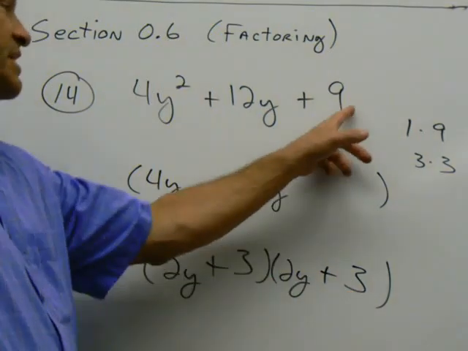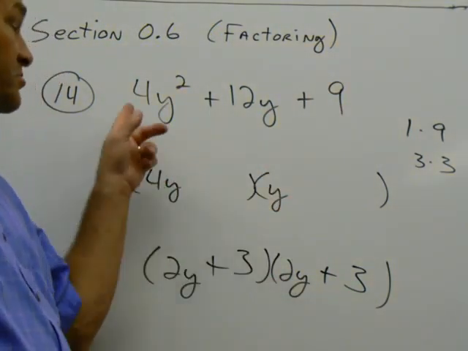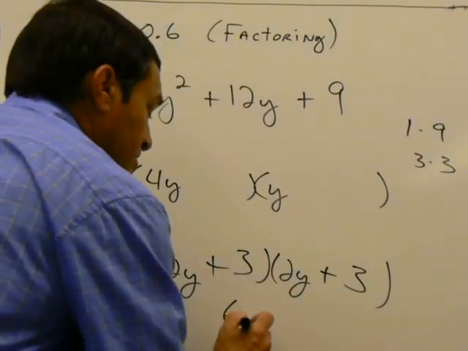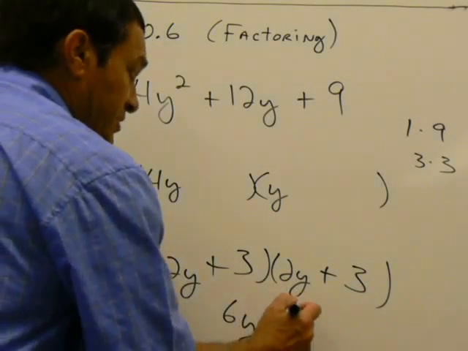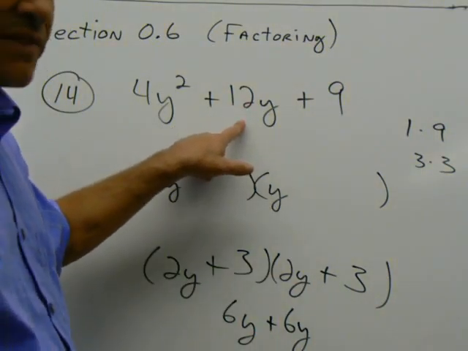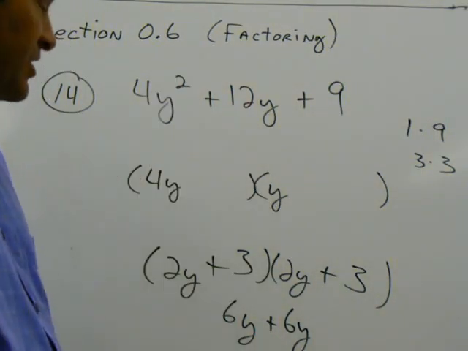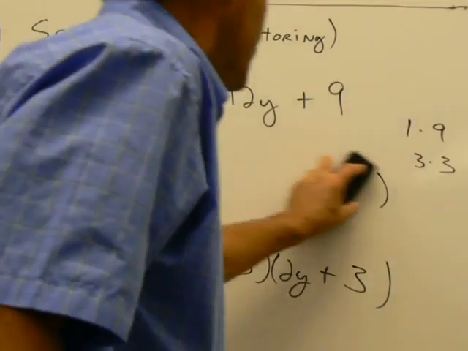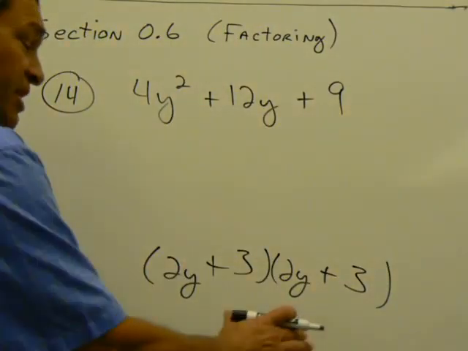3 times 3 gives me my 9. 2y times 2y gives me my 4y squared. My outer term, 3 times 2y would be 6y. My inner terms, 3 times 2y would be 6y. If I add those together, I get the 12y that I want for my middle term of my trinomial. And so that's my choice right there. That's my answer. I will point out, there's another way to write this.